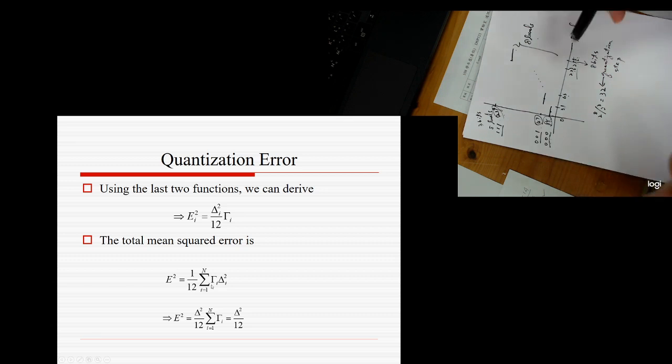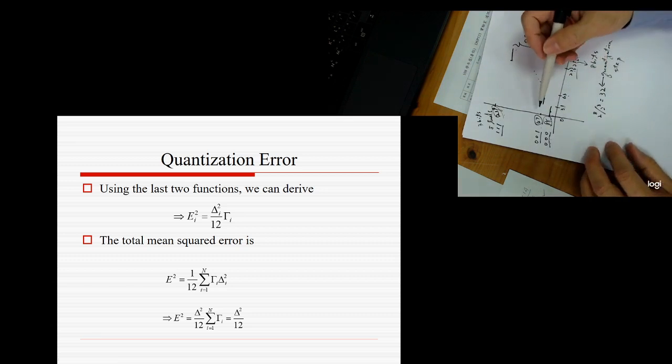So for this example here, you can see, because we have eight quantization levels, this one is grade level from 0 to 255, so we have eight quantization levels.